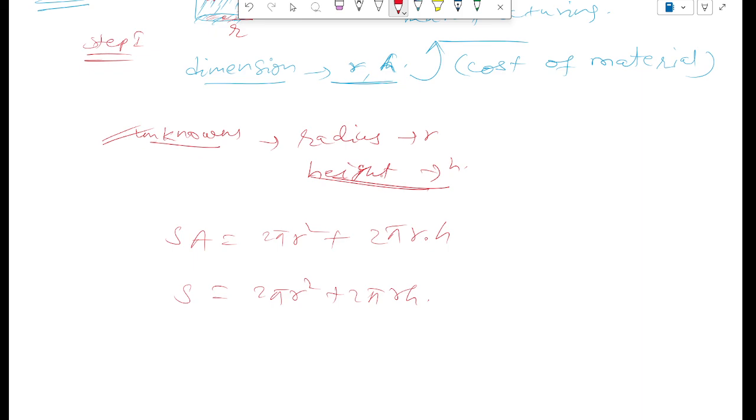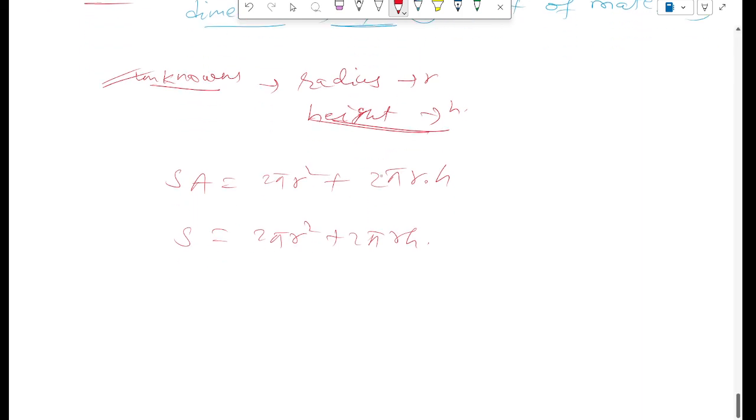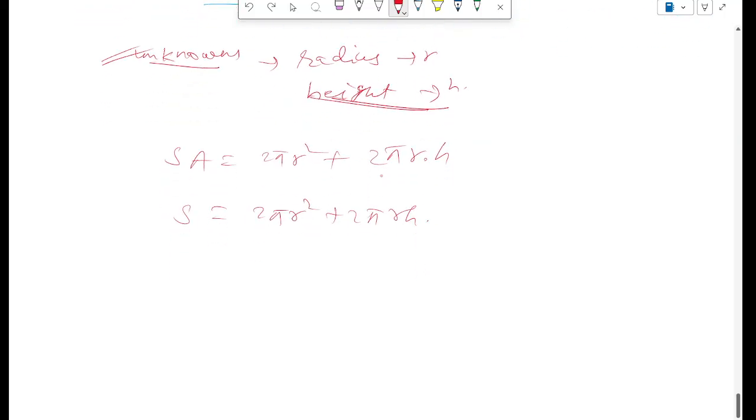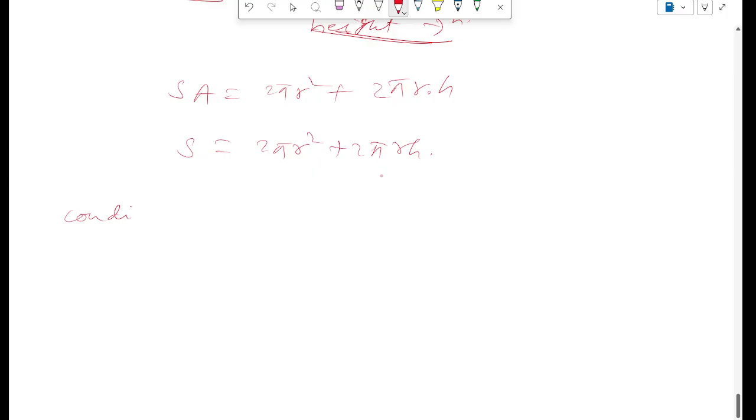Now we have to optimize this surface area. We have to make it minimum. But this surface area is not in single variable form. We have to make it in single variable form. So what other conditions do we have? The total volume should be 1.5 liter. We can also write this as 1500 centimeter cube. In liter you can multiply by 1000 to make it centimeter cube.